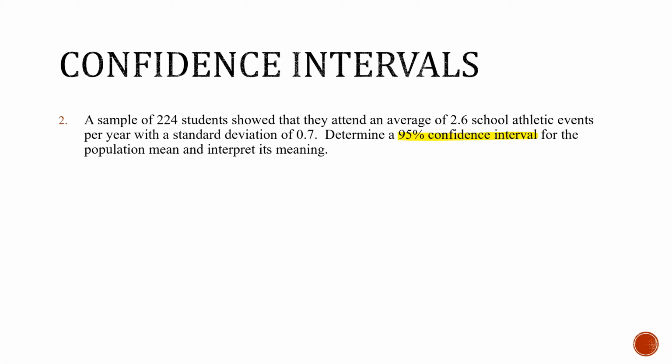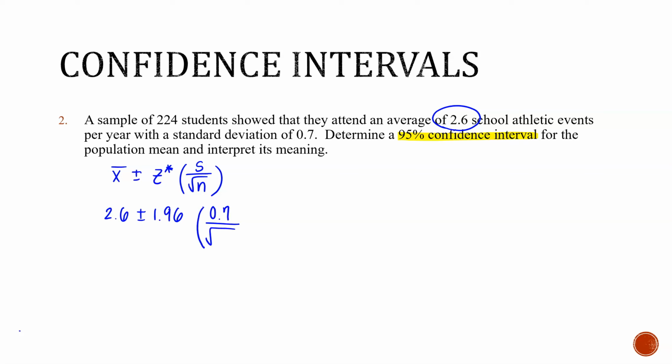Again, we have another confidence interval we want to find using the formula x bar plus or minus z-crit times the sample standard deviation divided by the square root of n. Our sample mean is an average of 2.6 school athletic events, plus or minus, for a 95% confidence interval, a z-crit of 1.96. The sample standard deviation was 0.7 divided by the square root of the 224 students.